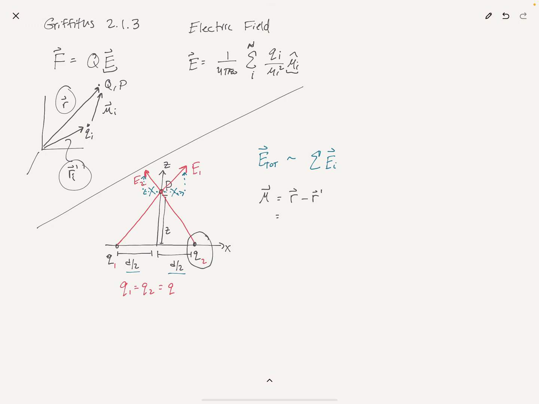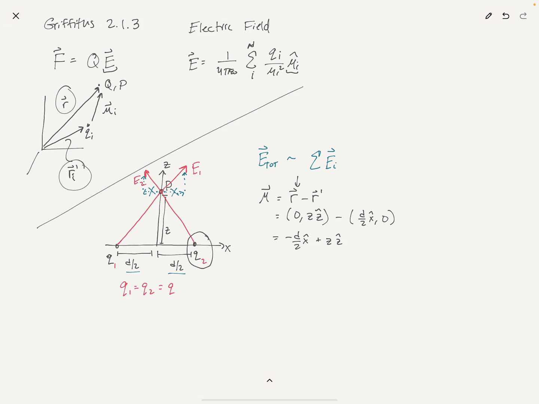All right, the position vector for my point in space is always going to be 0 in the x-hat and z in the z-hat direction. That's my vector notation for point P, that's associated with my r vector. And then my r prime vector becomes d over 2 in the x-hat direction and 0 in the z direction, right? Because it's on the x-axis. So that means that that vector is now minus d over 2 x-hat plus z in the z-hat direction.